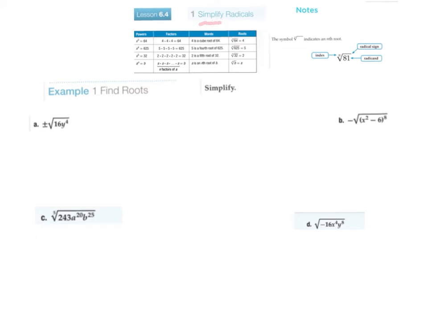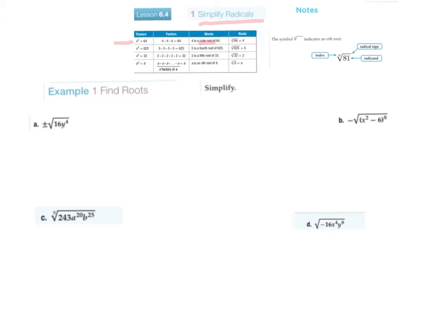What we're going to look at is simplifying radicals. So we need to understand basically what the radicals are. If we have our power of 3, that means what number do we multiply to give us 64? It's 4 times 4 times 4. Well, that number is called a cube root of 64.